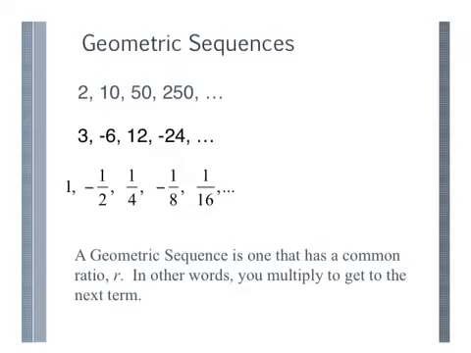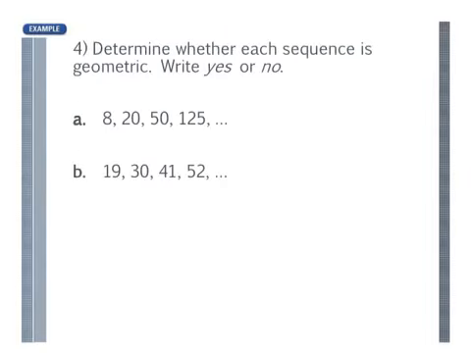So down here you can see the definition of a geometric sequence. You should copy this down. It's one that has a common ratio. In other words, you're multiplying to get to the next term. Take a minute and figure out whether or not these sequences are geometric.